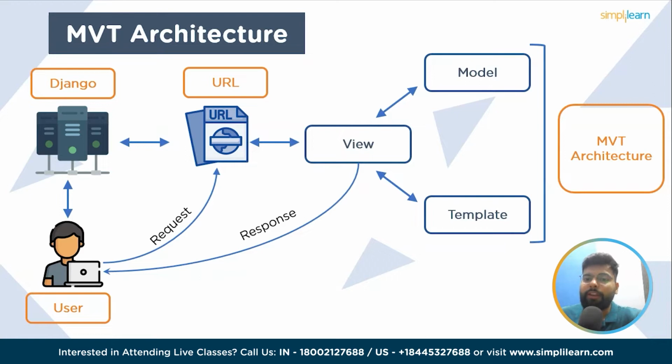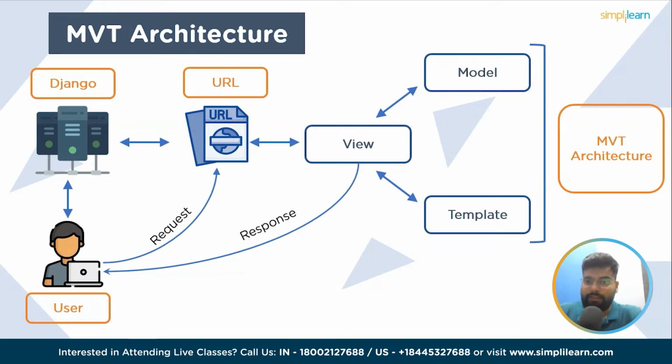Overall, the MVT architecture separates the responsibilities of the web application into three distinct components. That is the model, which manages data and business logic, the view, which processes user requests and interacts with the model, and the template, which renders the HTML response. This separation of concerns makes it easier to develop, test and maintain web applications.